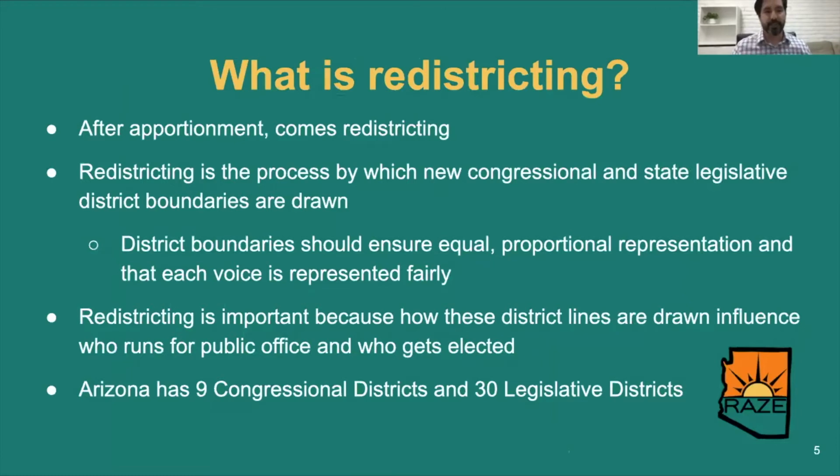So what is redistricting? After apportionment comes redistricting, and redistricting is the process in which the new congressional and state legislative districts are drawn. District boundaries should ensure equal and proportional representation and make sure that each voice is represented fairly. Redistricting is important because how these district lines are drawn influences who runs for public office and who can get elected. And again, Arizona has 9 congressional districts and 30 legislative districts.